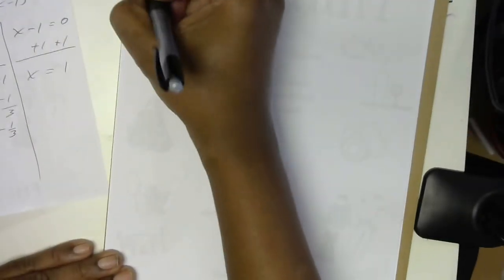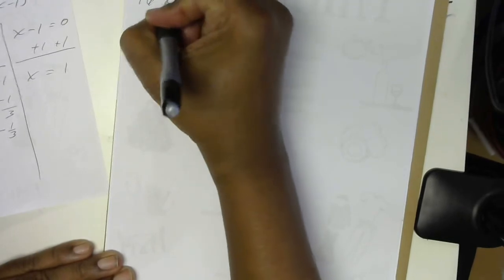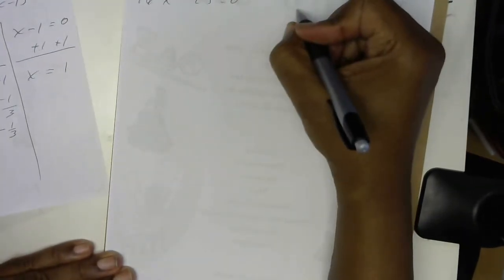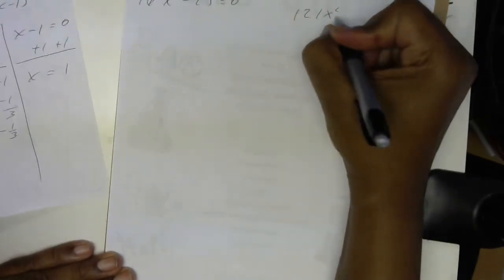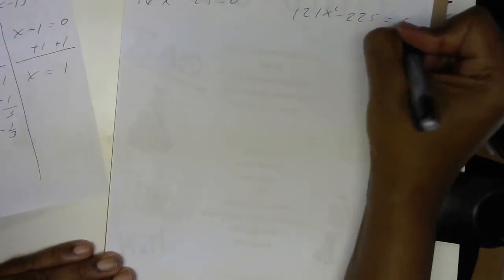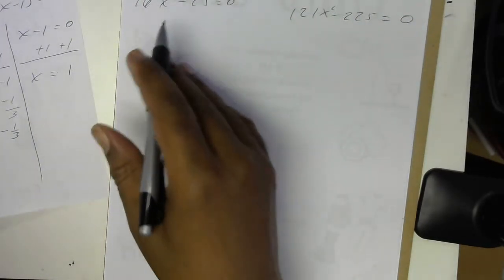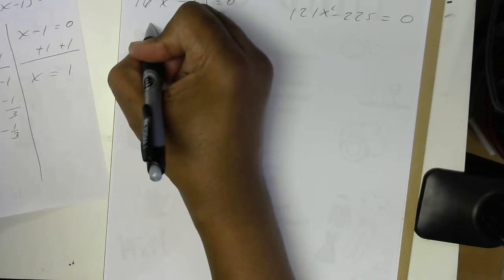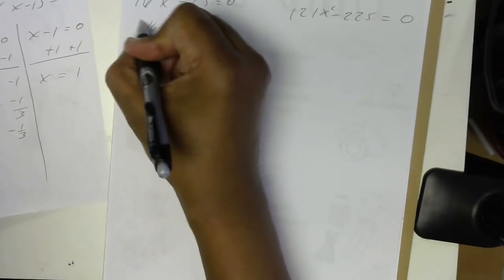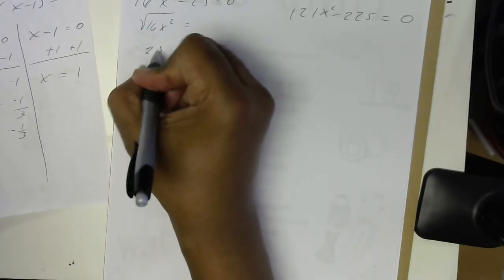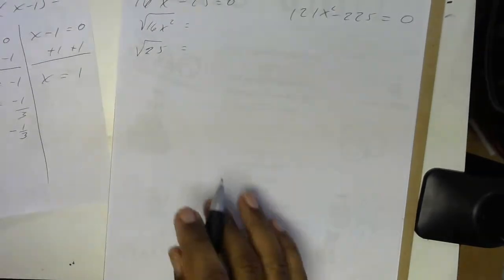Now, let's take a look at number 5 and 6. 5 is 16x squared minus 25 equals 0, whereas 6 is going to be 121x squared minus 225 equals 0. Now, this is called a difference of two squares, and in order to get this to become parentheses, we have to take the 16x squared and take the square root of that and find out what that is. And then take the 25 and find out the square root of that.